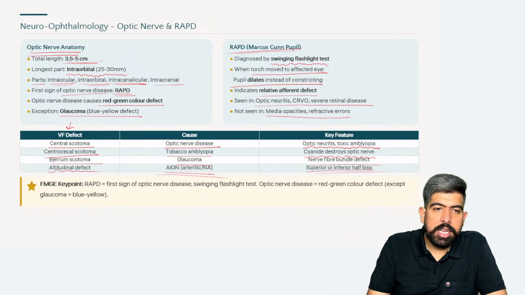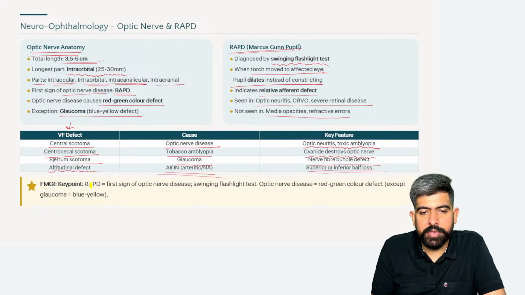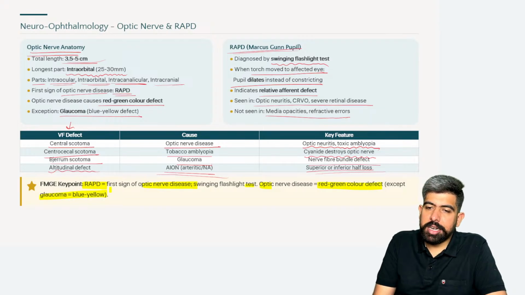The key feature is that the relative afferent pupillary defect is the first sign of optic nerve disease, and the swinging flashlight test is the test we have to do. Optic nerve disease causes a red-green color defect, except glaucoma. Glaucoma has a blue-yellow color defect. Okay, please remember about it.